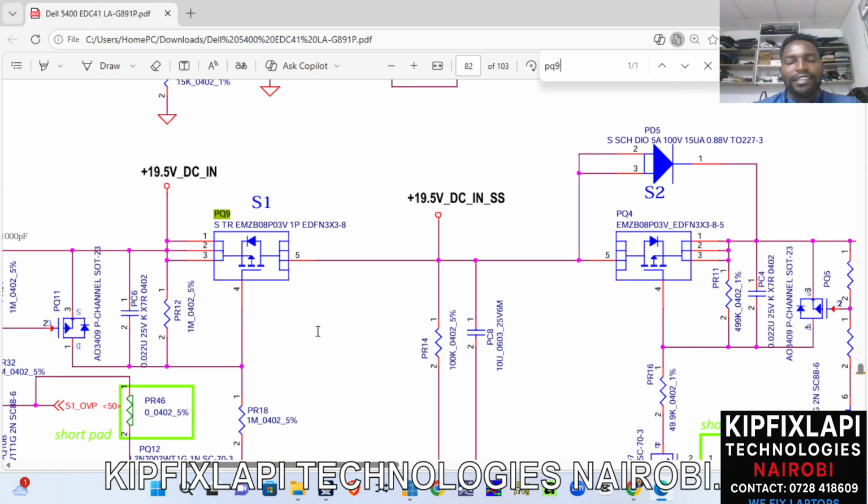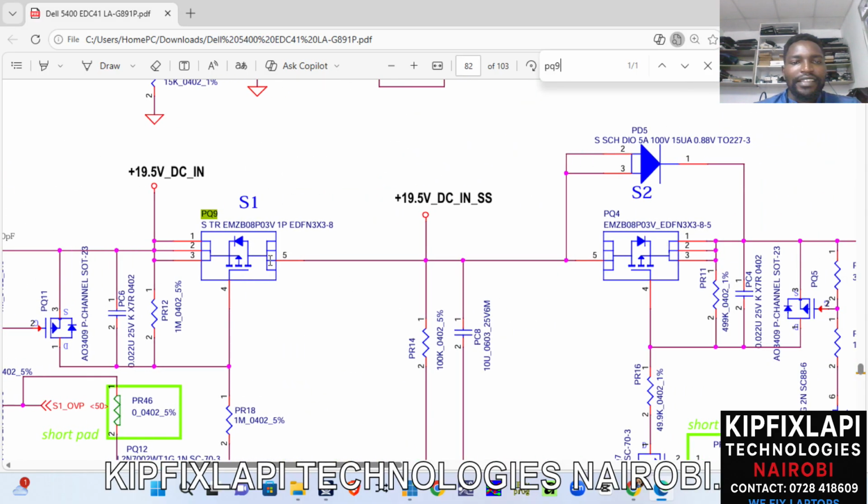Let's go back here. After the first MOSFET, the power is switched to the drain, whereby the drain has all four pins connected together and the power proceeds. That's why you can see we have 19.5 voltage in. The same power is still proceeding to the second MOSFET, 19.5 voltage in. And under the second MOSFET, that's why they named it S2, which represents switch number 2, or the MOSFET 2. This is labeled PQ4. This is power transistor number 4, or power MOSFET number 4.